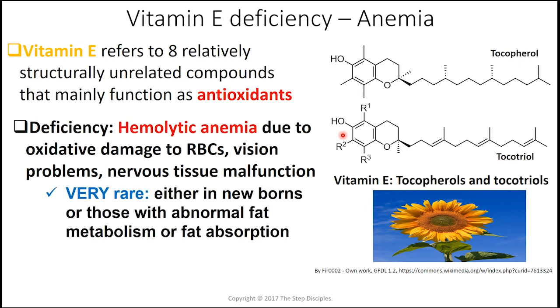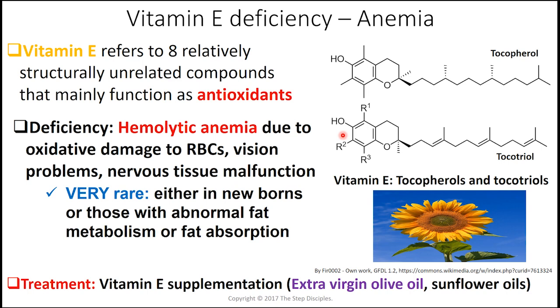This deficiency is very rare. It's either in newborns, or those with abnormal fat metabolism or fat absorption, right? Again, these are the fat soluble vitamins. So one of the big ways that you can get a vitamin deficiency in a first world country is if you have some problem with your digestive system where you're not absorbing or not being able to metabolize some nutrient. That's one of the big ways, and relevant to us is going to be that kind of situation, right? Maybe you have Crohn's disease or whatever. Treatment would be vitamin E supplementation, so extra virgin olive oil, for example, or sunflower oils.